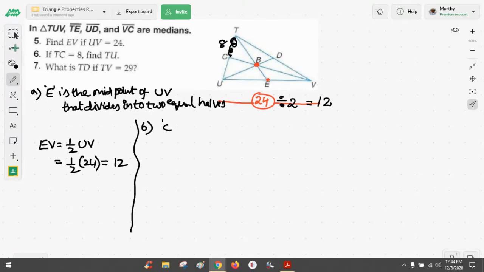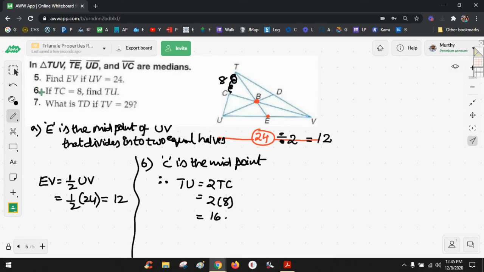Again here, C is the midpoint. Therefore, TU is twice TC. Therefore, 2 times 8 gives me 16. Anyhow, I'm not continuing with the next part because it seems that this is similar to that, so it's easy.